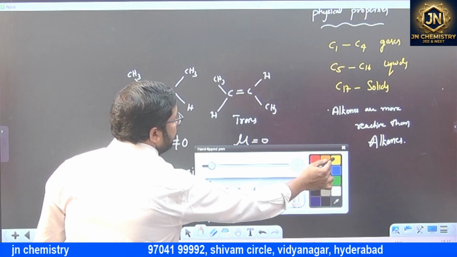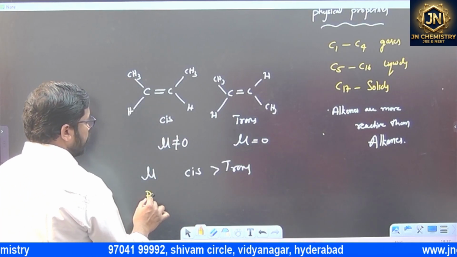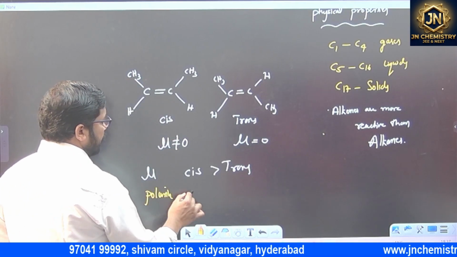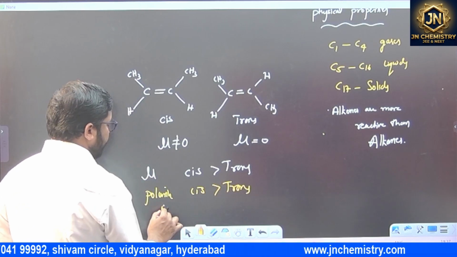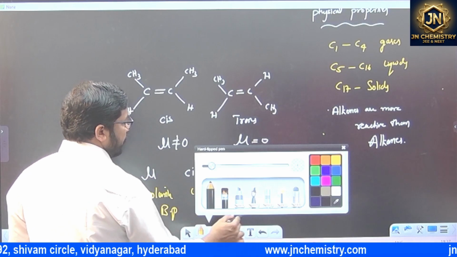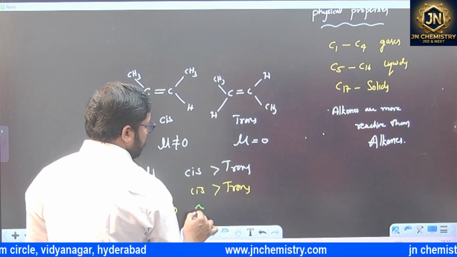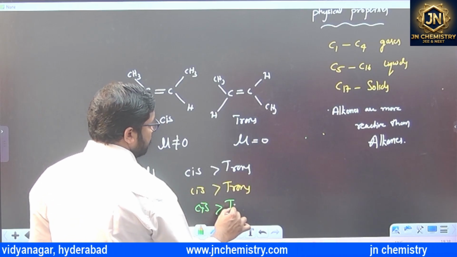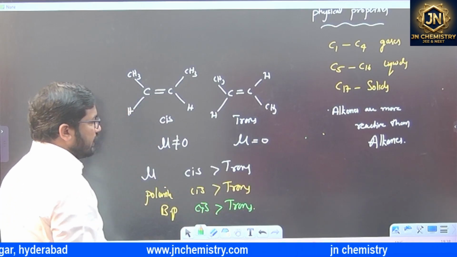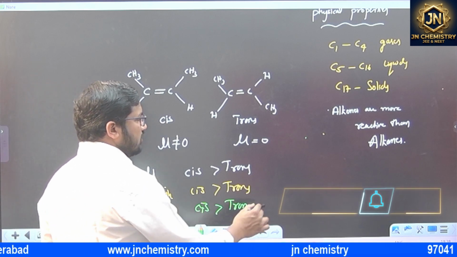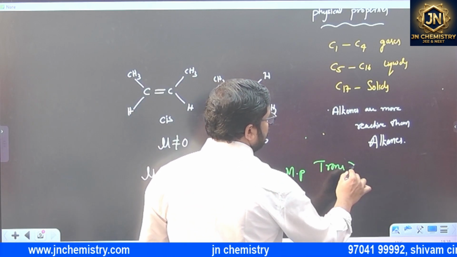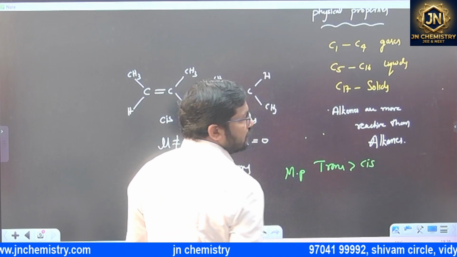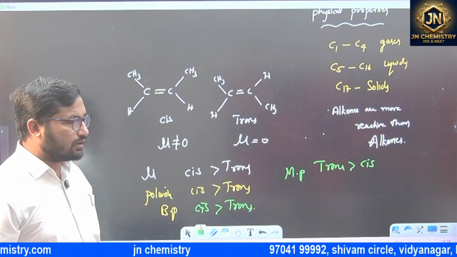Next, boiling point, polarity, also write it down. Polarity: cis is greater than trans. Boiling point: cis is greater than trans. Melting point only, trans is greater than cis, because of symmetrical and close packing structure.